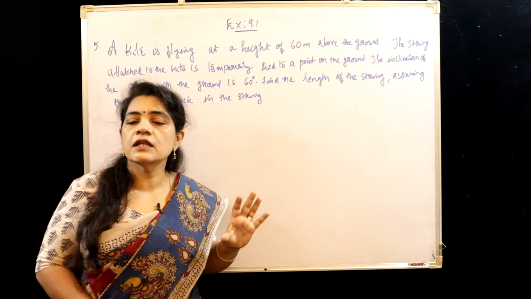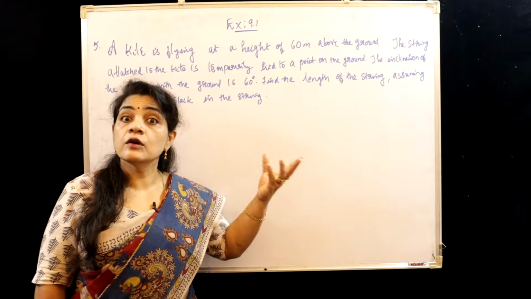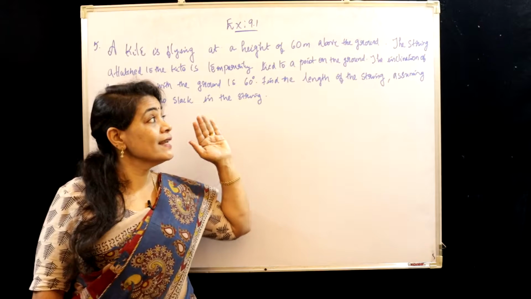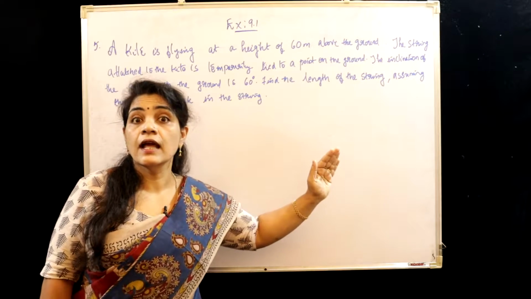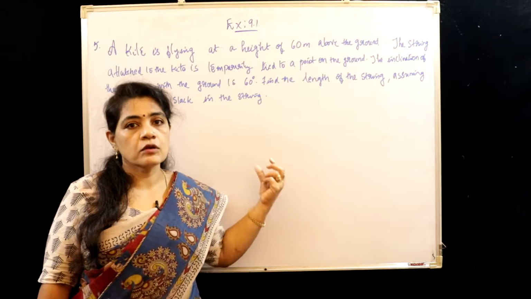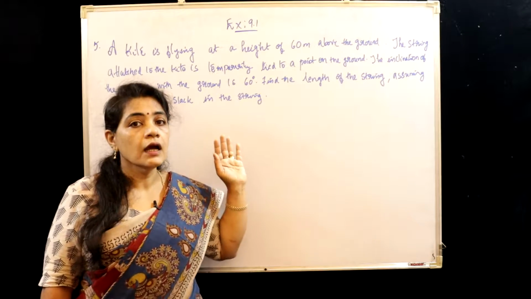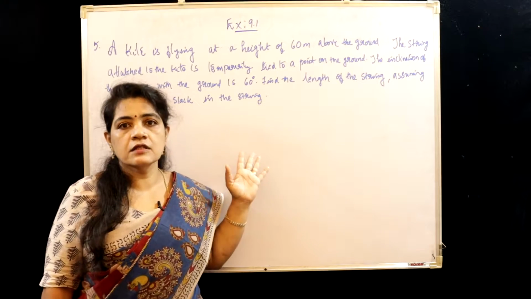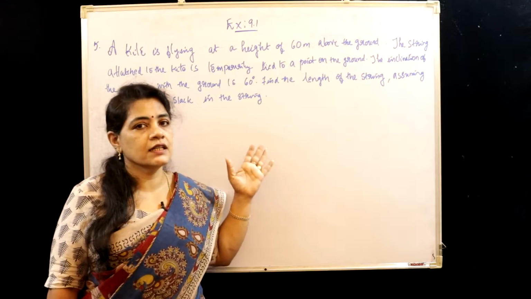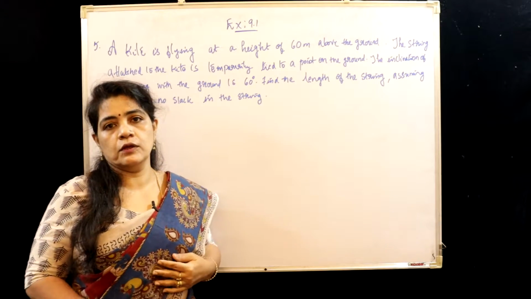So read the question carefully, children. It is a lengthy question and the figure is also not given. That means you should read the question carefully, then only you can draw the figure correctly. Without the figure we can't solve this problem. This picture is clear, children, because in many situations we are familiar with what is explained in the question. That is a kite which is flying 60 meters above the ground.